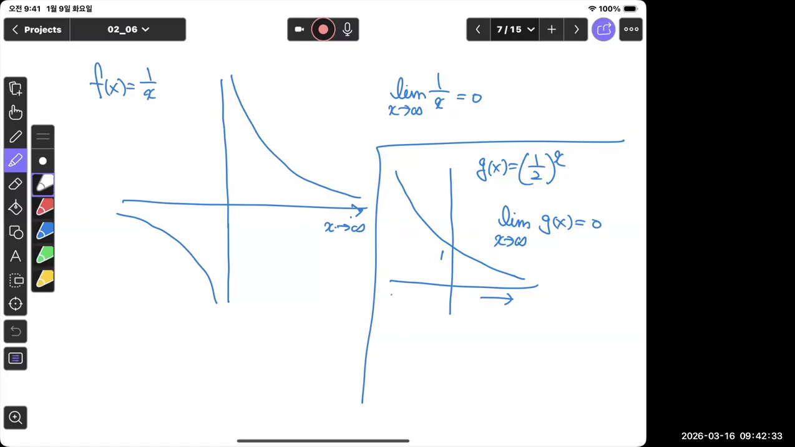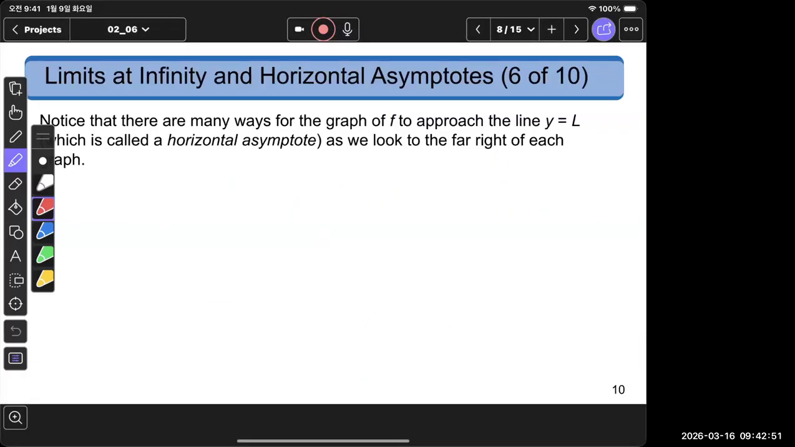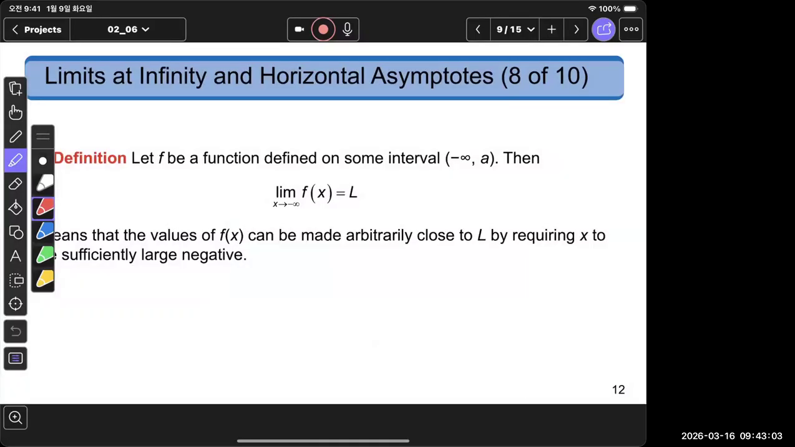And so the graphs of the function approach the value L. That means the graphs are approaching this horizontal line as x approaches infinity. So these lines, the red lines, will be called horizontal asymptotes. Previously we considered the vertical asymptote the other day. Now we have a horizontal asymptote. In a similar way, we have the following definition.